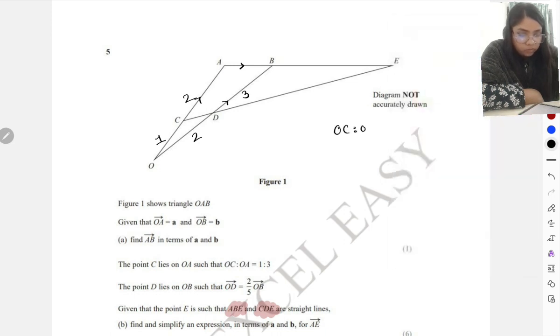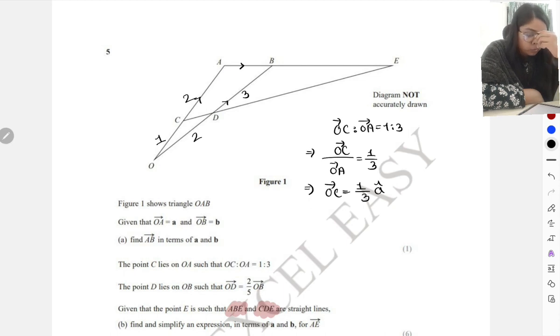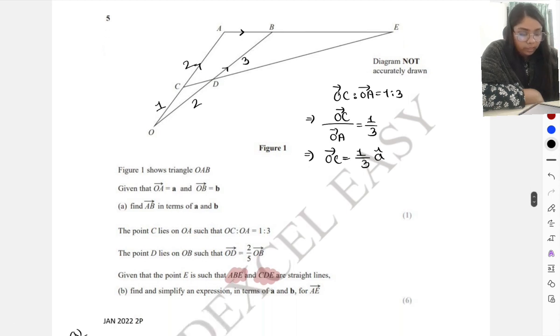We'll focus on, in order to find out OC, we can use this ratio over here, that OC is to OA was 1 is to 3. We can write this into fractions like OC divided by OA, which is going to be 1 by 3. OA was already A, so we can write OC is 1 by 3 of OA, which is just A. Now this is the first expression for OC. We'll do the same expression for OD also. We already have this ratio packed and ready. So OD is 2 by 5 OB. OB was just B, right? So it's simple. OD is just 2 by 5 B. No more work needed for this.